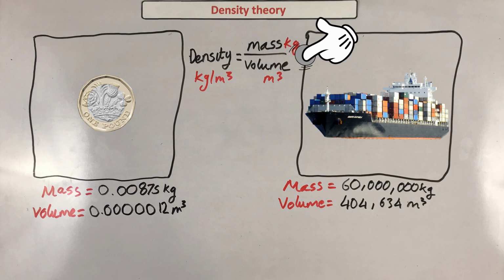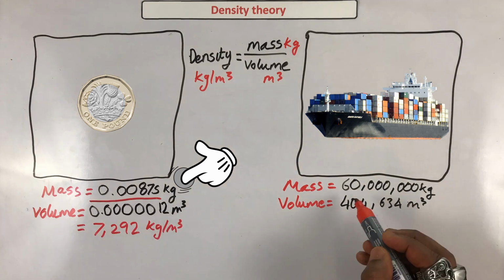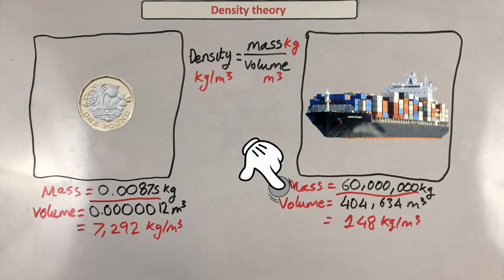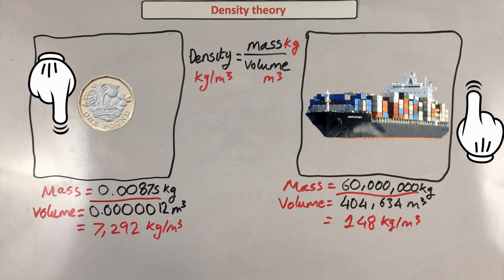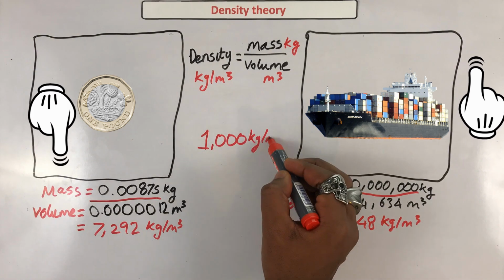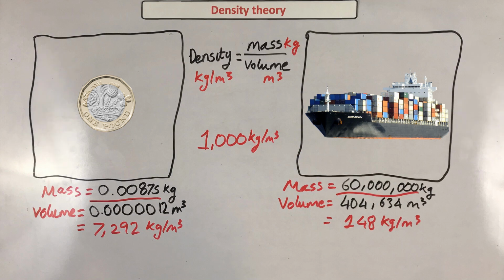Mass over volume is density, so the density of a pound coin is 7,292 kilograms per meters cubed, and the density of our ship is only 148 kilograms per meters cubed. Therefore, the pound coin is a lot more dense. That must mean that the density of water is somewhere in between the two values, lower than the coin but higher than the ship. And the density of pure water is actually 1,000 kilograms per meters cubed.